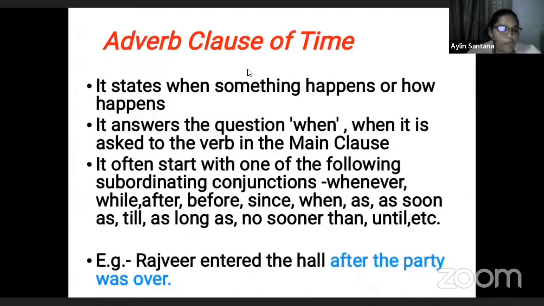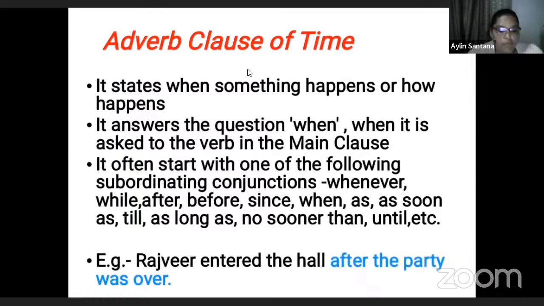For it, let's see how it is. So Rajveer entered the hall. When did Rajveer enter the hall? So your answer is after the party was over. So here it shows the time. So it's an adverb clause of time. This adverb clause of time often starts with one of the following subordinating conjunctions. Just like here in this example, Rajveer entered the hall after the party was over. We have a subordinating conjunction, that is after. So this adverb clause of time started with the conjunction after.